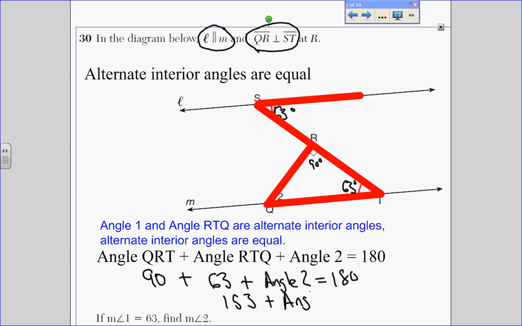Bring everything else down. The rest is just algebra. That's why it's so important to know your algebra for this geometry course. So angle 2 is going to be equal to 180 minus 153, which is 27 degrees. Okay? So angle 2 is 27 degrees, and that's your answer.